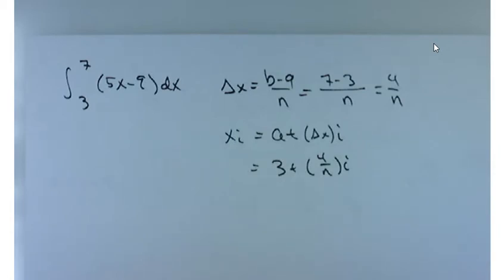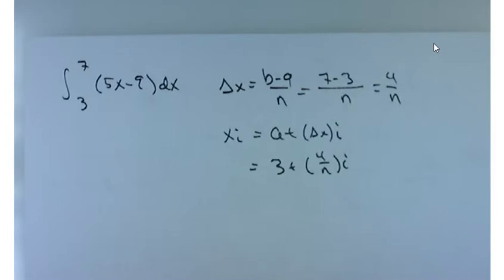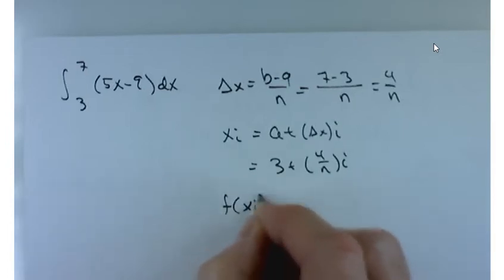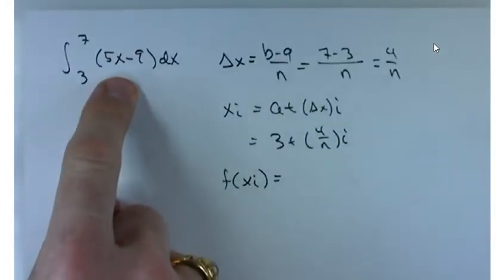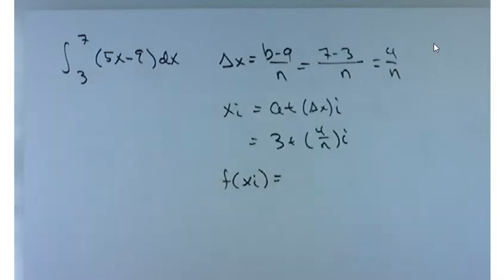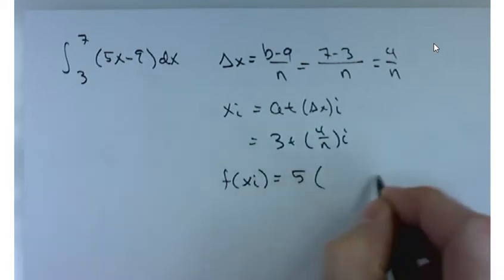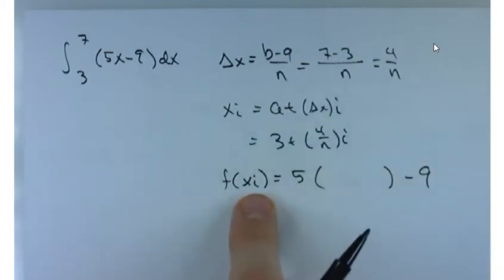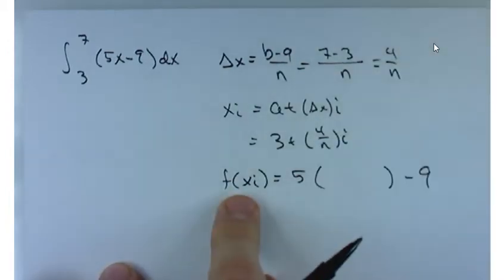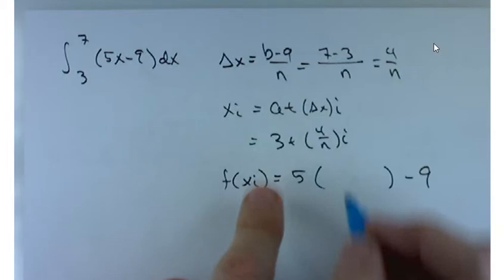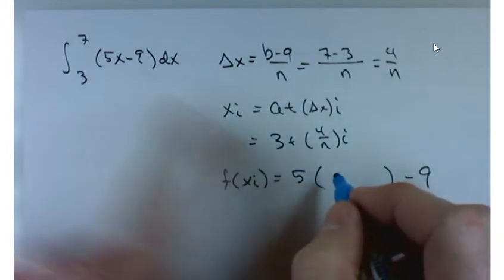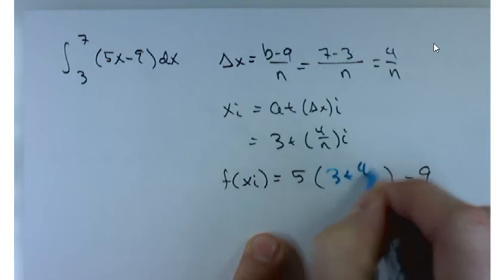Okay. So that one's not too bad. Now, I've got to figure out f of x sub i. Granted, you could do this one with geometry, because this one's really just the area of a trapezoid. But that's not my goal here. So I chose an easy example that we could do in another way. I need to figure out what the height of my rectangle is. Here's the width, here's the height. It's the function evaluated at this point. So f of x sub i is going to be 5 times 3 plus 4i over n.